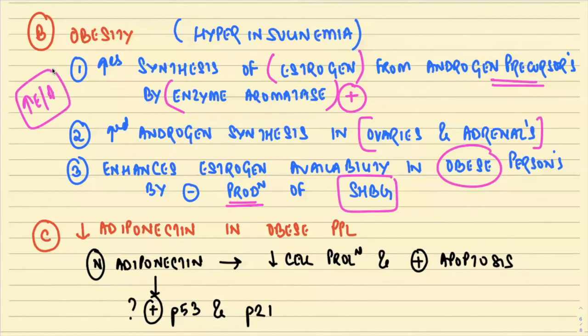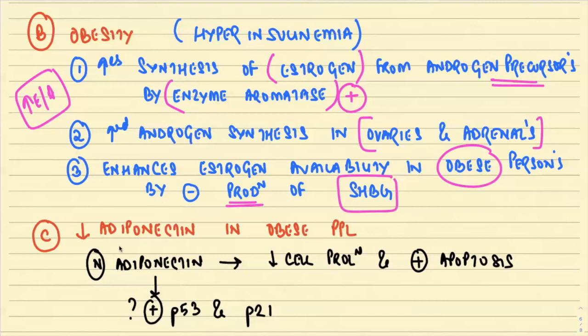And what does an excess amount of estrogen do? Did I not say that excess estrogen causes endometrial hyperplasia, and endometrial adenocarcinoma can occur? Yes or no? Which type? Which type of endometrial carcinoma? Type 1. So that is also one neoplasia. In this way also obesity is leading to neoplasia.